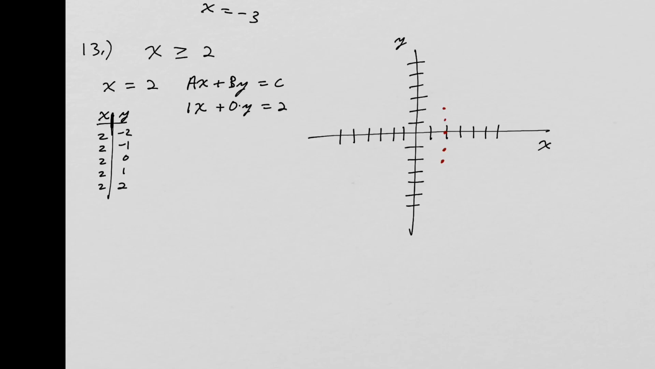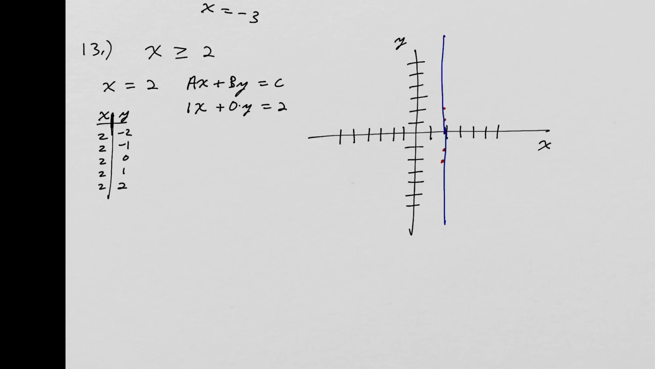Remember? That's, again, one of our special cases. If the equation is x equals a constant, it's always going to be a vertical line. And I draw it solid because it's greater than or equal to. So it's solid. All right, but now the rest of it is the same.